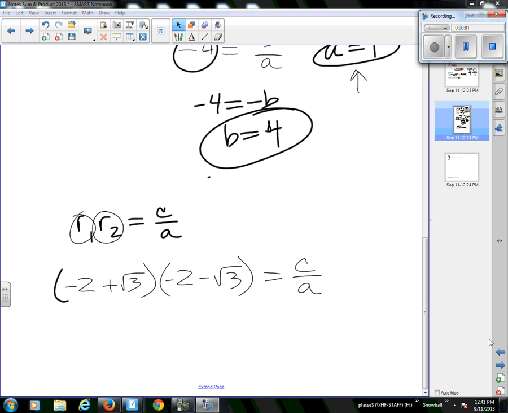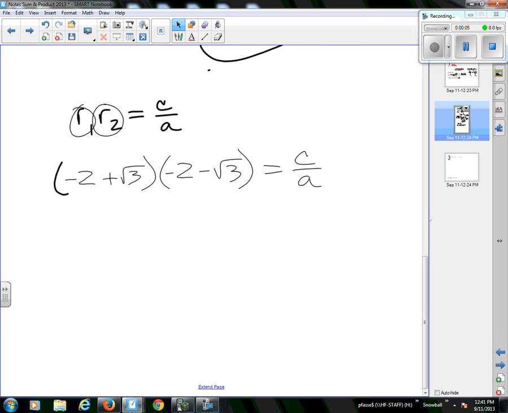Okay, to finish up on this problem, we want to find C, so I'm going to distribute. And in terms of plugging in A, I will plug in 1 for A. I'll do that after I distribute. So look at these terms. They are conjugates of each other.